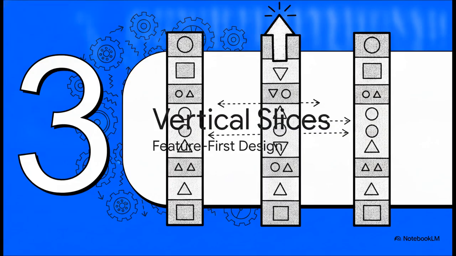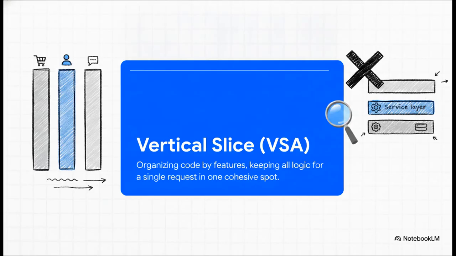Which naturally leads us to a highly energetic challenger that tackles this exact layer fatigue head-on. Enter vertical slice architecture, or VSA. This approach completely flips the script. Instead of organizing your code by technical layers, you organize it by features. You're keeping all the logic for a single request in one highly cohesive spot.